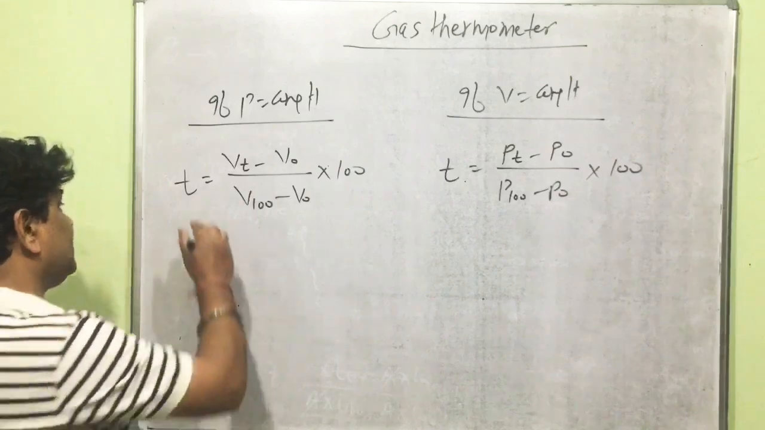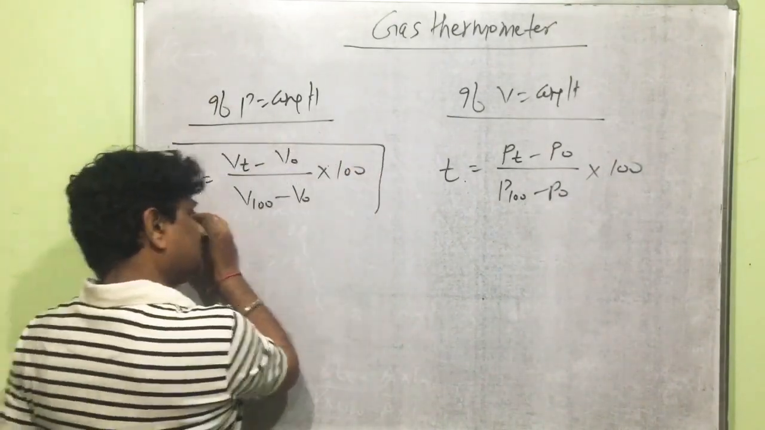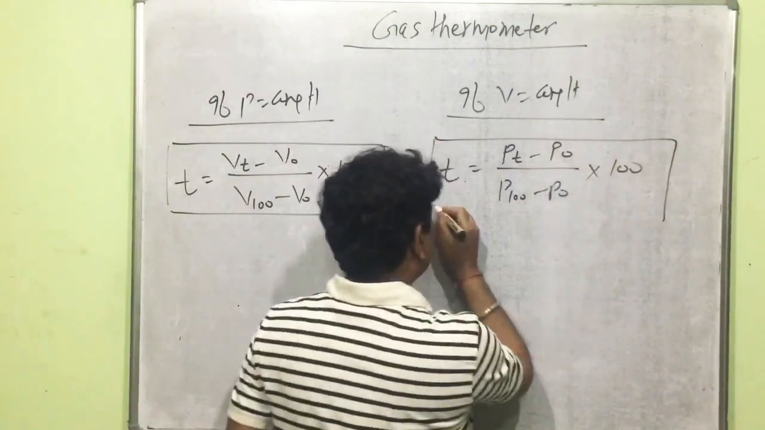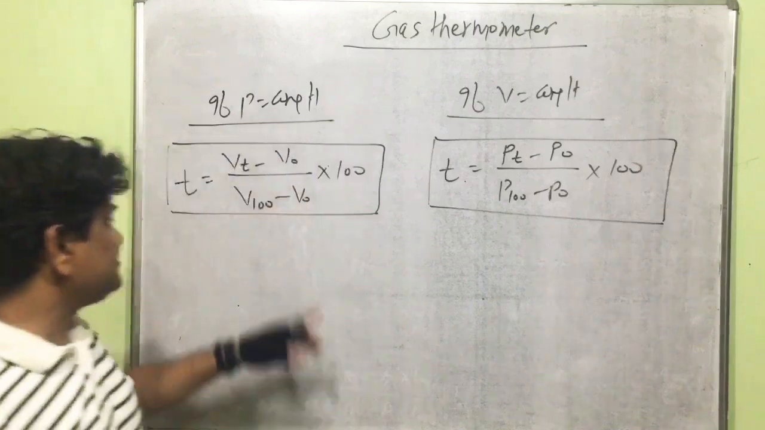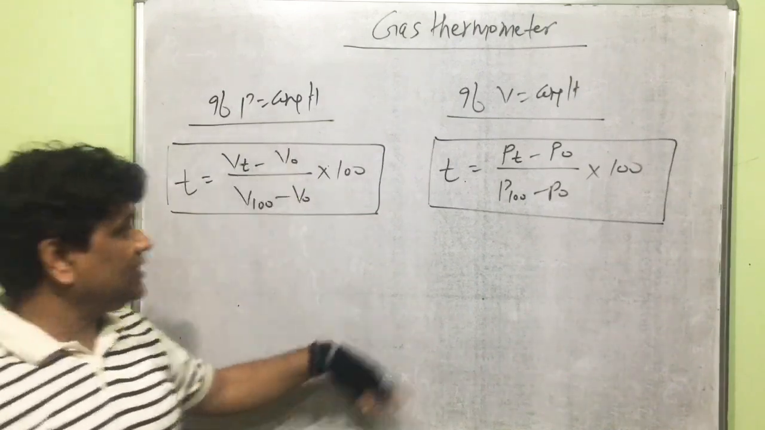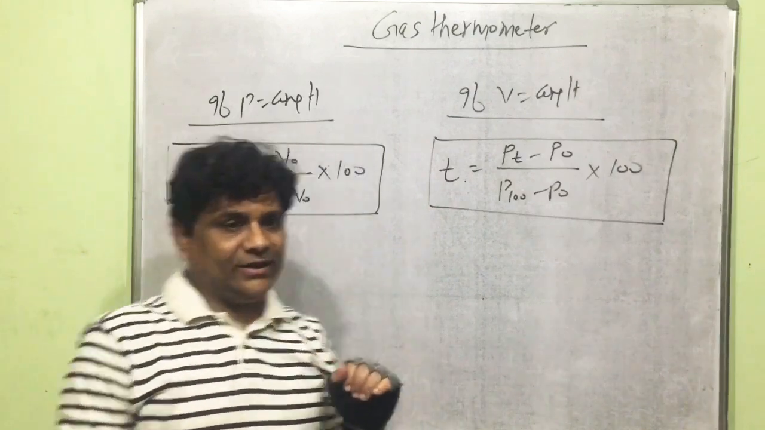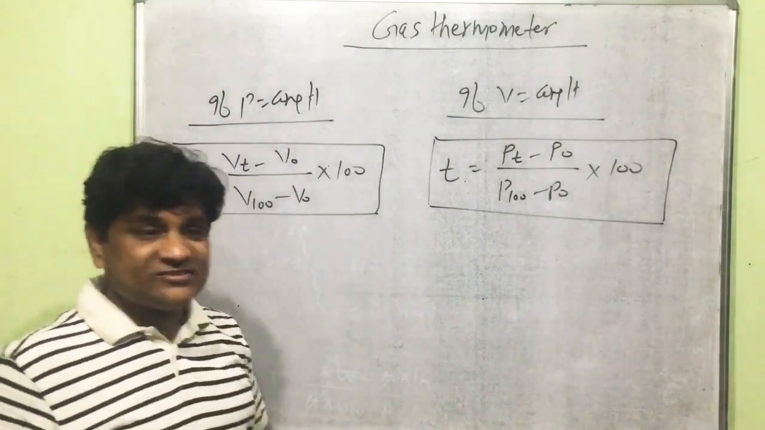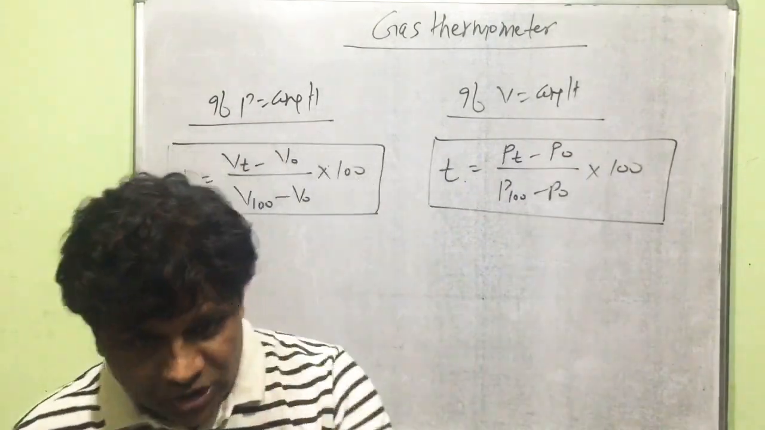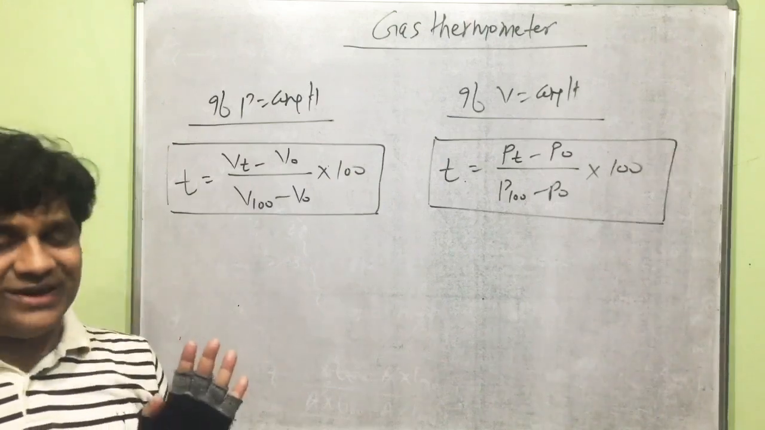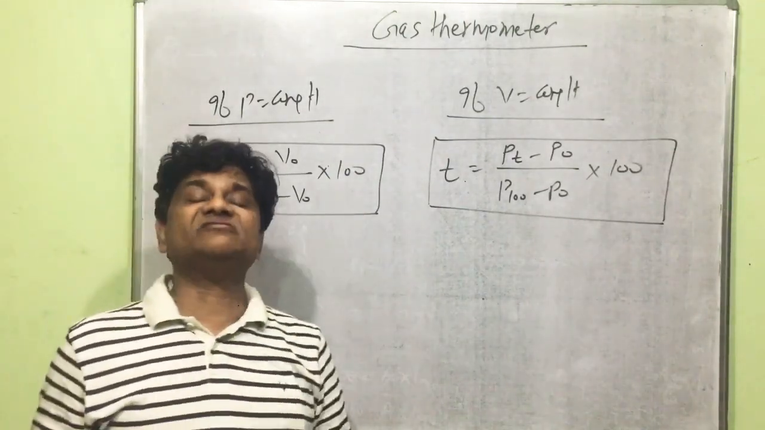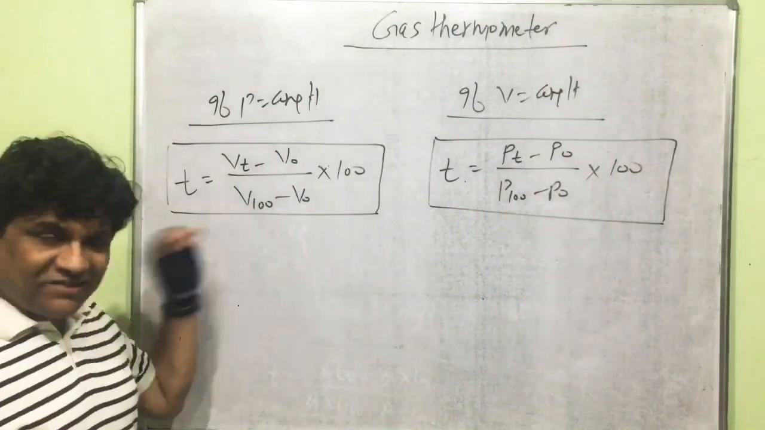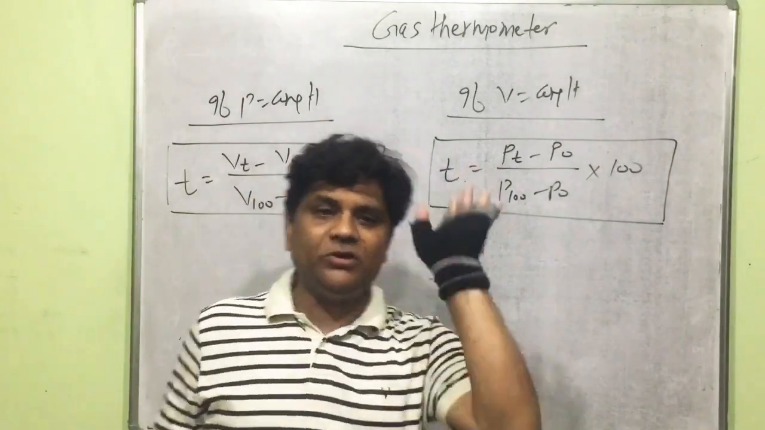Now the question arises: where can we apply each relation? This is the valid relation when pressure is constant, and this is the valid relation when volume is constant. The first relation we can apply for a constant pressure gas thermometer, and the second relation for a constant volume gas thermometer. So there are two types of gas thermometers, constant pressure and constant volume.